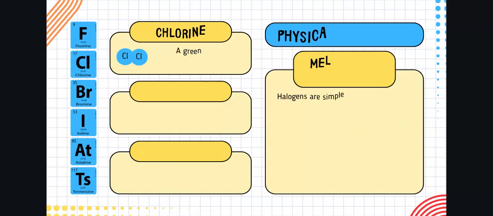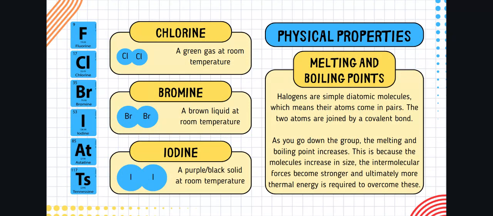Now that we know the location, we can effectively and accurately identify their physical properties. Let's start with their physique at room temperature. Chlorine is a green gas at room temperature, with bromine being a brown liquid, and iodine is a purple/black solid at room temperature. Keep in mind these are at room temperature with no reactions.